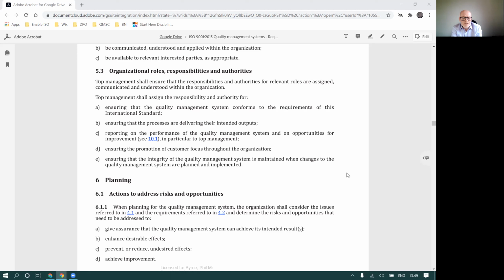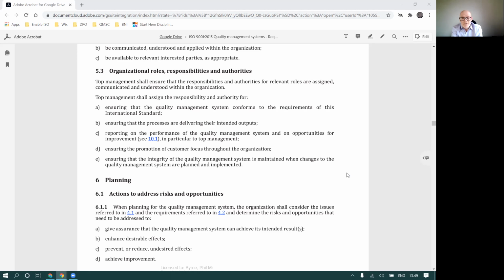Some companies we work with have maintained the role for a quality manager. That's always a good consideration, because there is a further clause toward the end for maintaining the management system at point E. So ensuring that the integrity of the quality management system is maintained when changes to the quality management system are planned and implemented. So they would typically fall on one person's lap. And point B, ensuring that the processes are delivering their intended outputs.